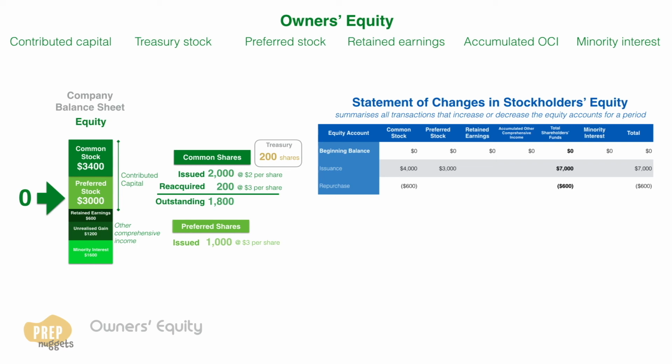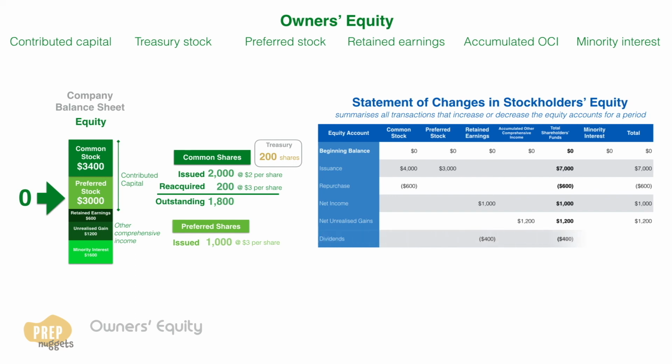From the income statement, the company earned a net income of $1,000. This goes into retained earnings. Outside the income statement, there is a $1,200 unrealized gain from appreciation of the fair value of available-for-sale securities. This amount is considered other comprehensive income. $400 cash dividends was paid out to common shareholders. This is a deduction from retained earnings.